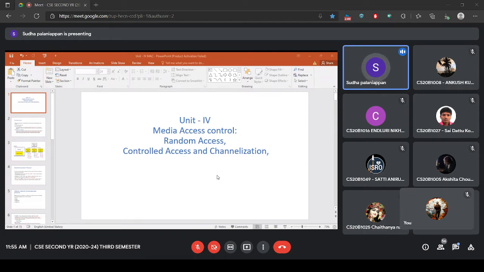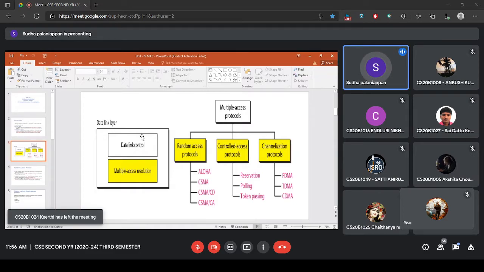We are going to look at the second layer, which comprises two sublayers. One is data link control and the other is multiple access resolution, otherwise called the media access layer. This fourth unit talks about what the media access layer is and what protocols are used for it.